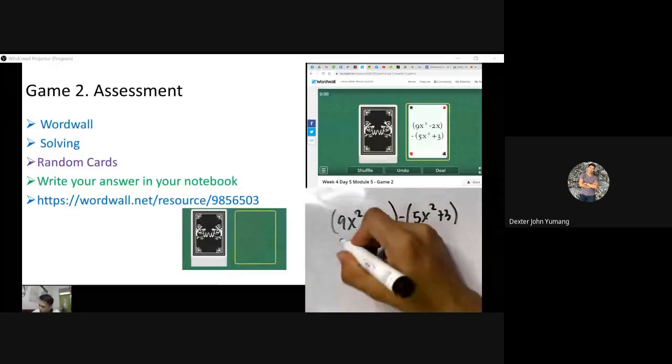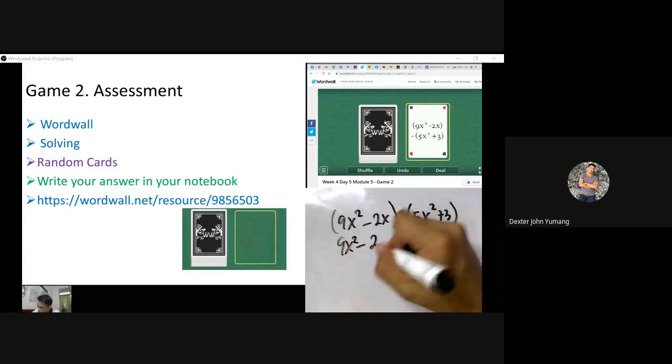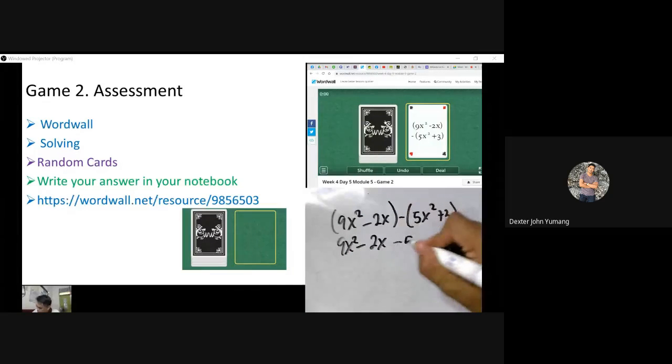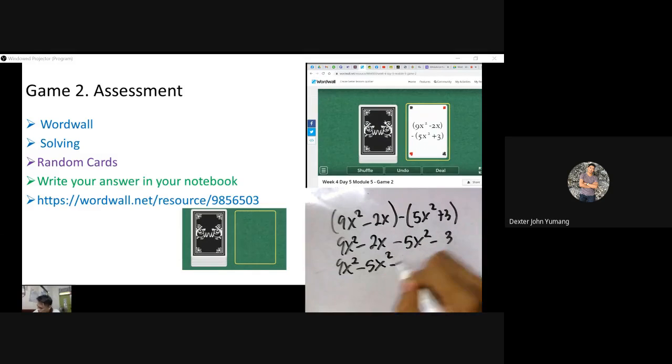So we have 9x squared, bring down lang po, minus 2x. Then the opposite, minus 5x squared, minus 3. Combine what is the same. So si 9x squared, may partner po siya si 5x squared. Pero si 2x, wala pong partner, so bring down lang po. 9 minus 5, that is 4, then family name nila is x squared. So, walang partner si 2x, just bring down. Walang partner si 3, just bring down. The answer is 4x squared minus 2x minus 3.